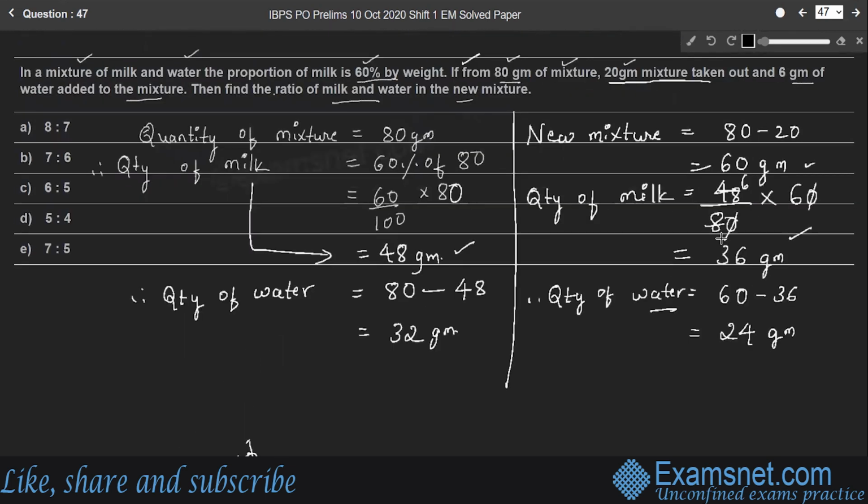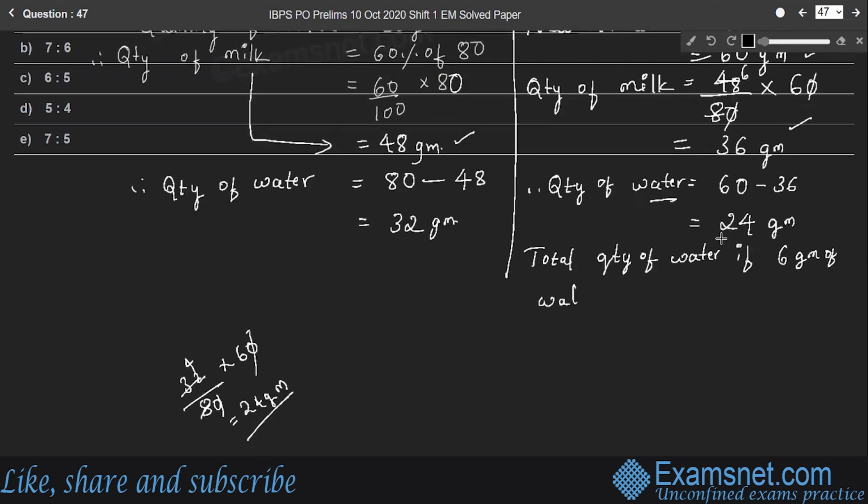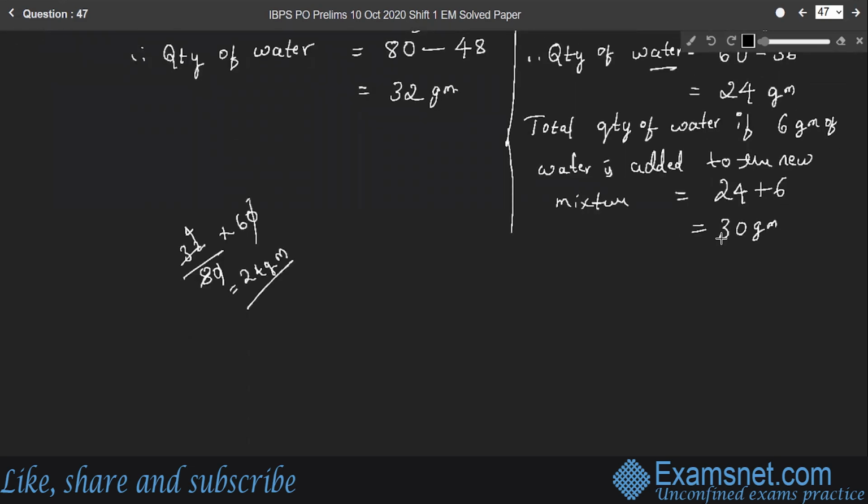Therefore, look at the question. So to this new mixture, 6 gram of water is added. Therefore, total quantity of water, if 6 gram of water is added to the new mixture, is equal to 24 gram plus 6 gram, you will get 30 gram. Therefore, in the new mixture, total quantity of water is 30 gram.